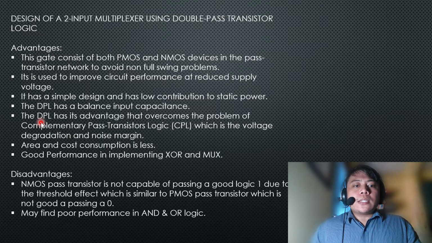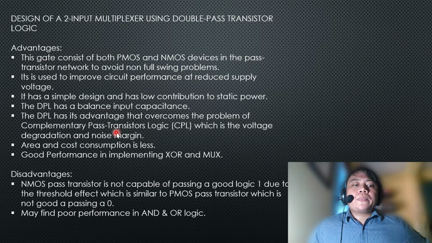The DPL has its advantage that overcomes the problem of the complementary pass transistor logic, which is regarding the voltage degradation and noise margin. The DPL also has a balanced input capacitance, and the area of implementation and the cost consumption is less. And it is ideal to use this circuit on XOR and multiplexers.